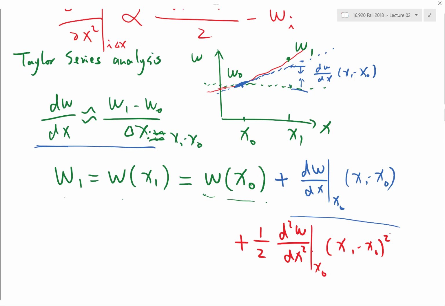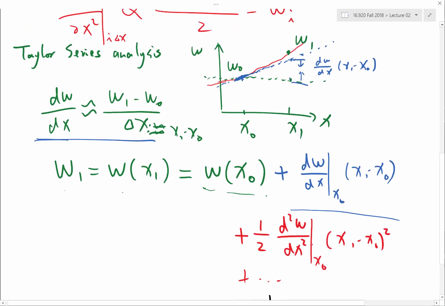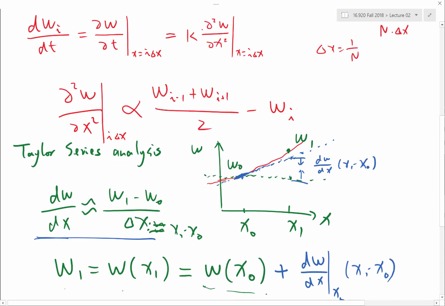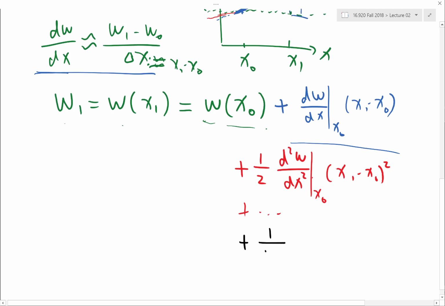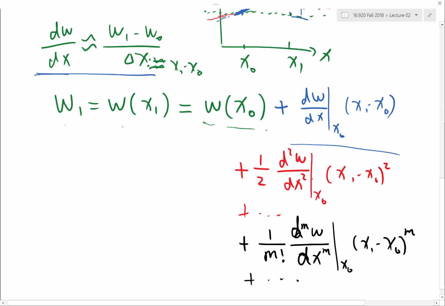And mathematically, you can prove that if I add more and more terms onto it, let's use black to represent the more general term, plus 1 over, let's use M factorial, the mth derivative of w with respect to x at x0, times x1 minus x0 to the mth power. And keep going.